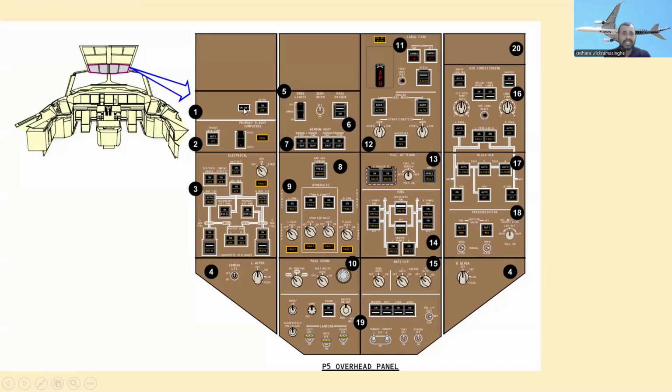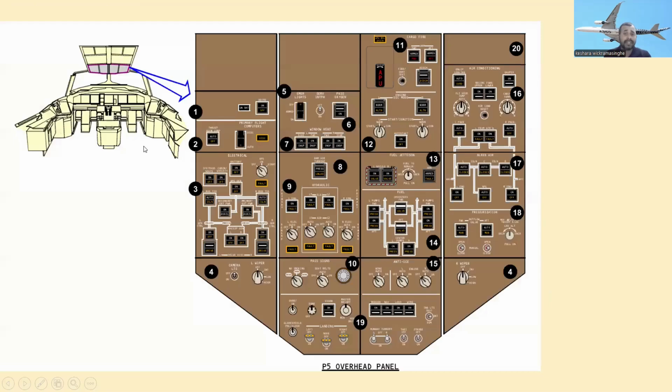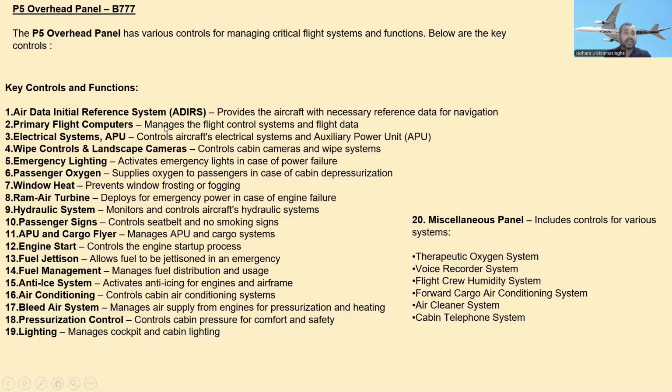Number 1, this is the Air Data Inertial Reference System, ADIRS, which provides the aircraft with the necessary reference data for navigation. Next one, primary flight computers. Number 2, these are the primary flight computers. They manage the flight control systems and flight data.